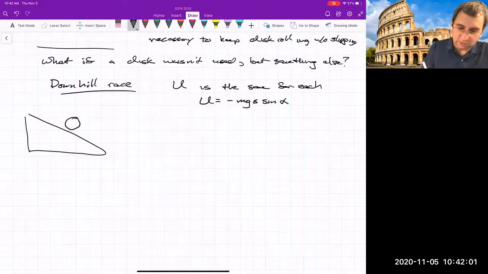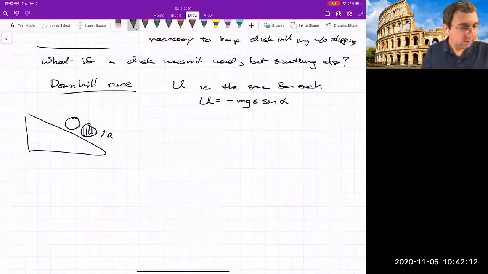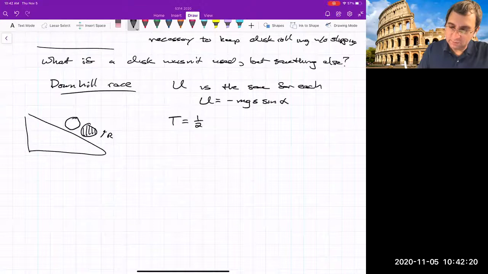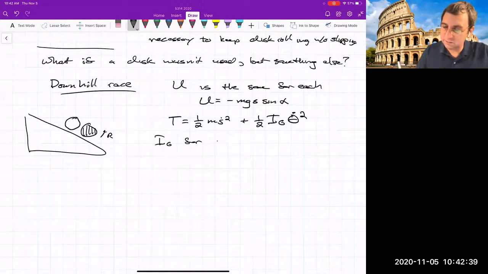So whether it's a hollow cylinder or a solid cylinder, if they've got the same radius, everything's the same except the moment of inertia. So T equals 1/2 m s dot squared, just like above, plus 1/2 IG theta dot squared. Here's IG. You could look up the moment of inertia for various objects.